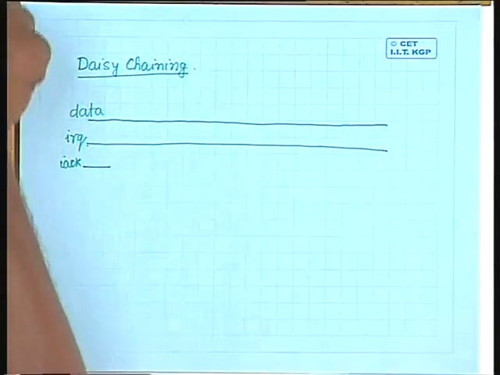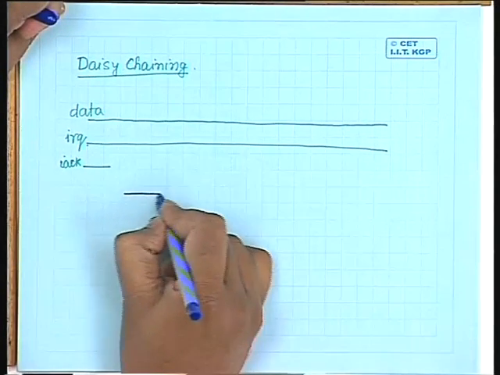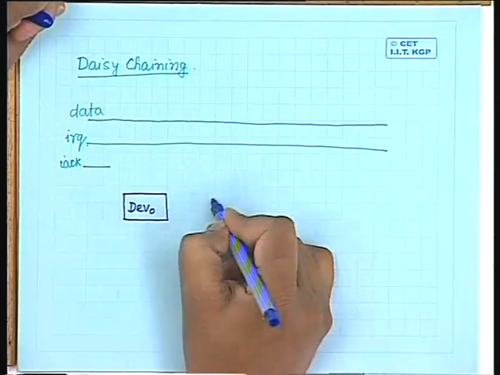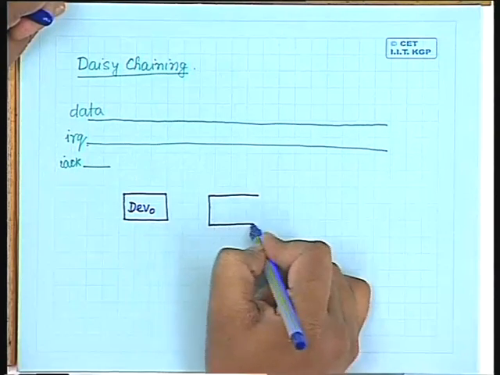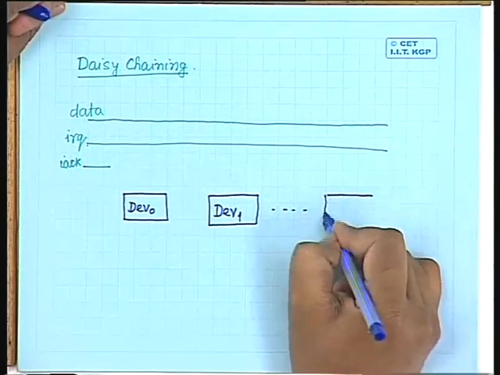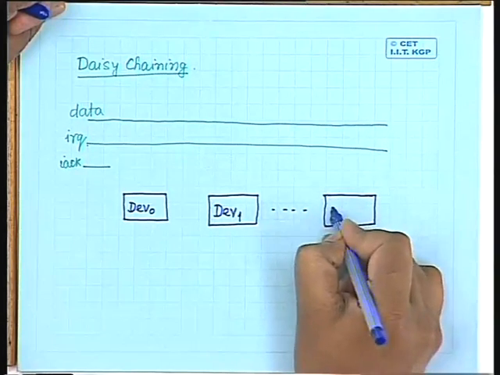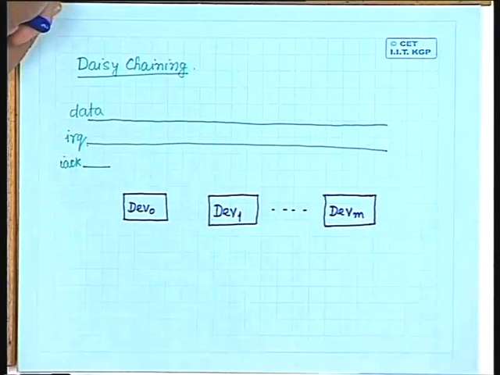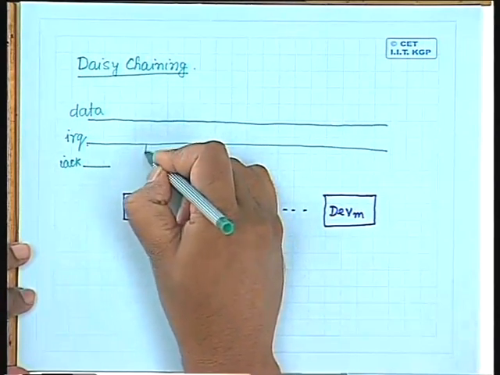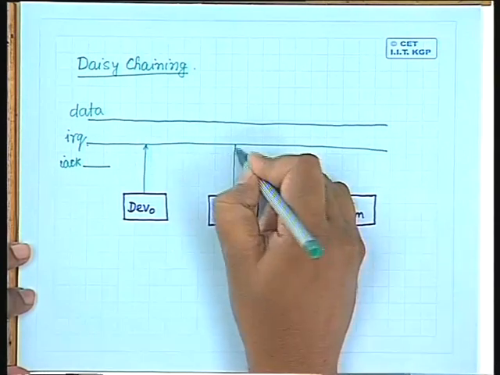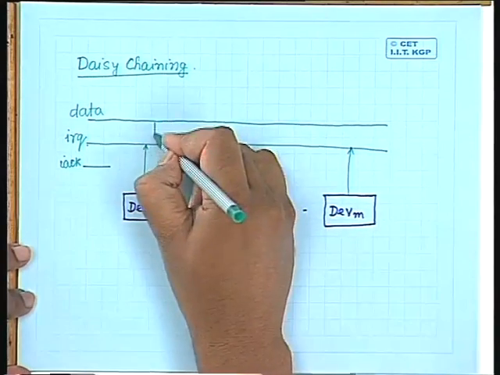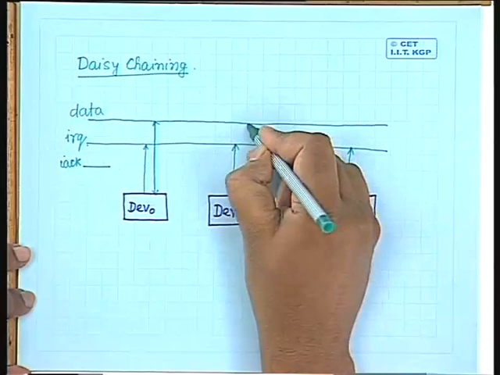I will connect a number of devices on this system. So this is device number 0. I have device number 1. Like this, I'll have say device number M. The daisy chaining concept is, whenever a device puts an interrupt, all the interrupts are connected to the same interrupt request line. So I can have some wired OR kind of connection. All the devices are connected to the same data bus, and this is usual. There is nothing special about it.